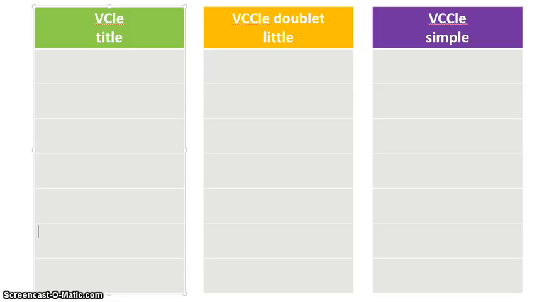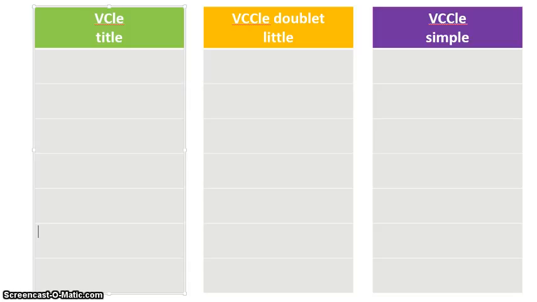Now, go to your second column, your orange column. This has a vowel, consonant, consonant, LE pattern. So this is called a doublet. So you're going to have the exact same consonant, all right? If you look at the difference between the orange column and the purple column, the orange column says doublet, okay? The purple column does not.